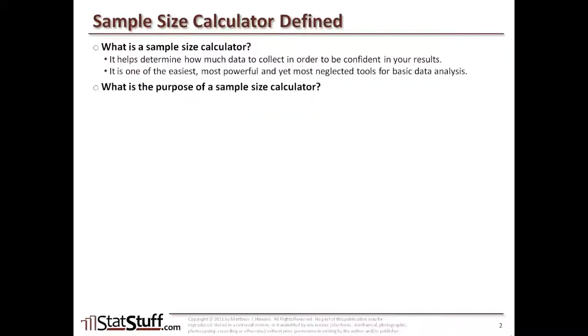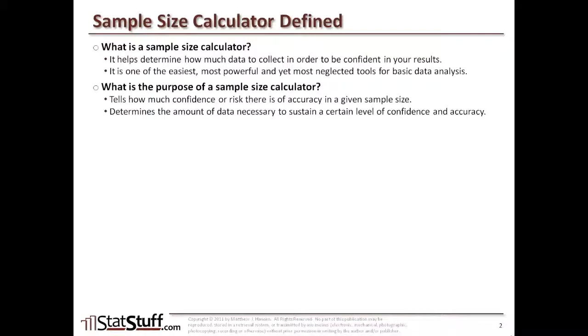So what's the purpose of the sample size calculator? Well, there's several purposes it has. First of all, it could tell us how much confidence or risk there is, the accuracy in a given sample size. Also, it's a way to determine the amount of data necessary in order to sustain a certain level of confidence and accuracy. As well, it also shows the amount of accuracy for a given sample size, as well as the level of confidence or risk level that we might have in a given sample size.